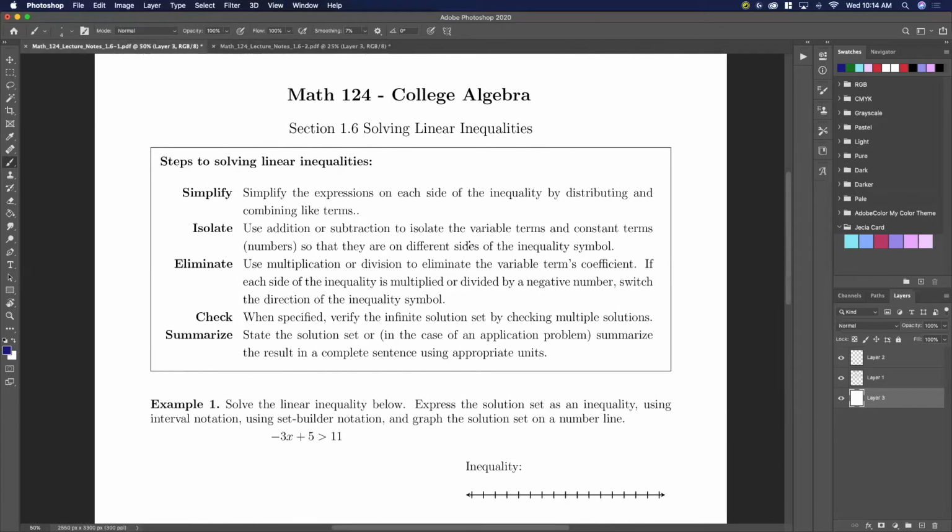So we're going to be doing section 1.6. This is solving linear inequalities. All right, so here are the steps to do this. You're going to simplify the expression as much as you can.